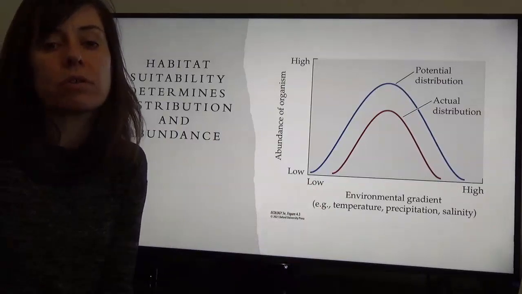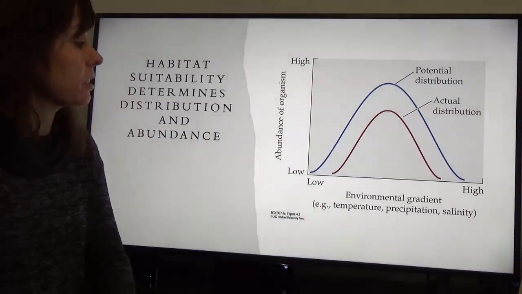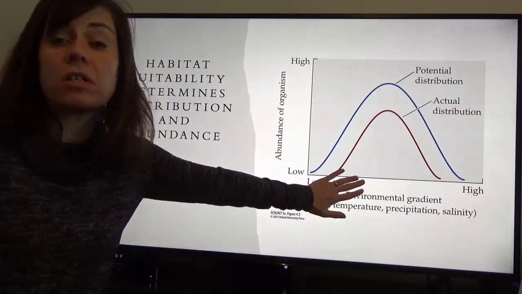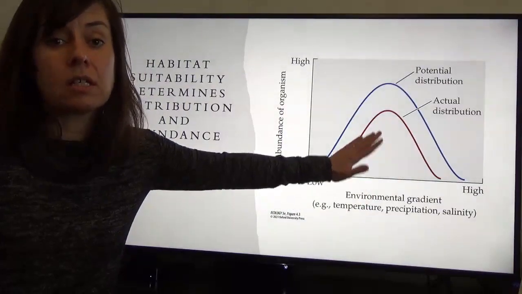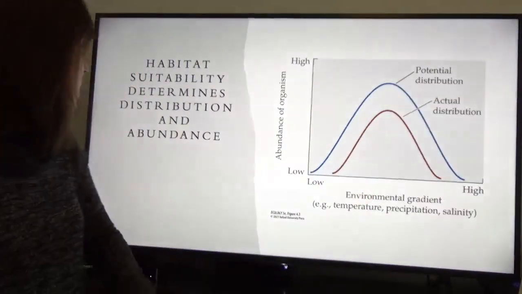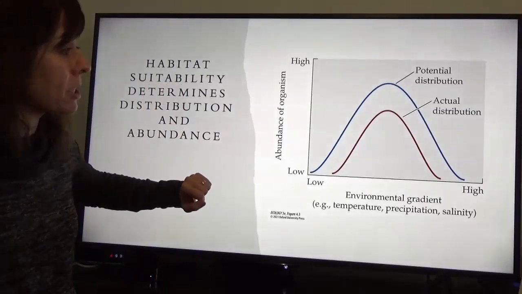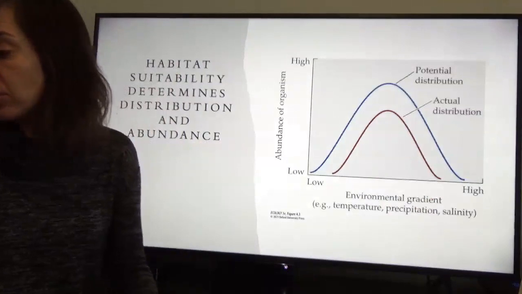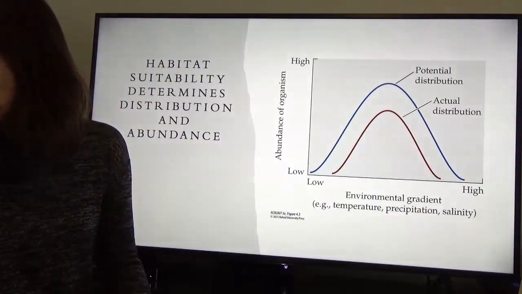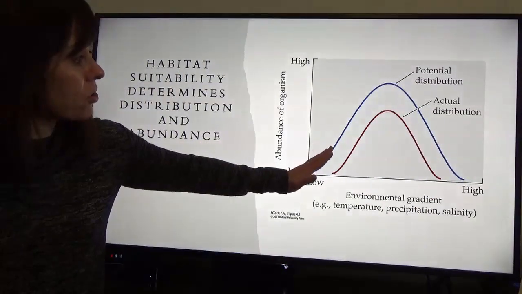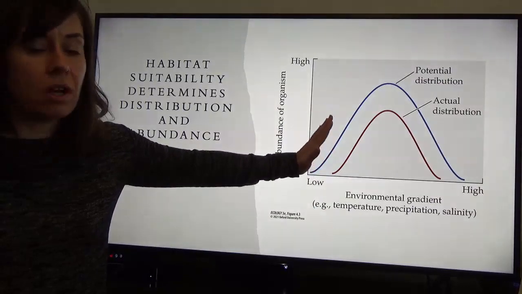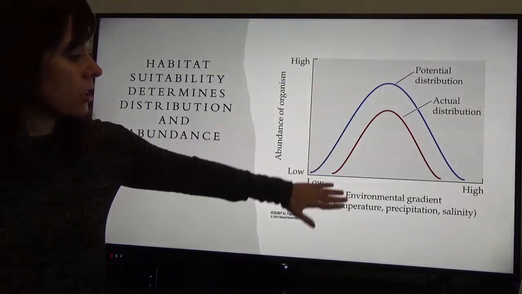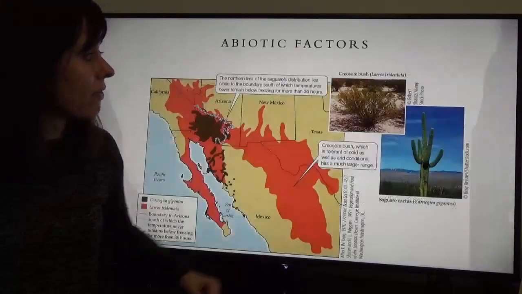So we know in order for a species to be present in a particular location, the environmental conditions have to match its requirements. So we need this suitable habitat, okay, and this gives us this potential distribution. And this potential distribution, as you are all aware, is determined largely by these abiotic factors.